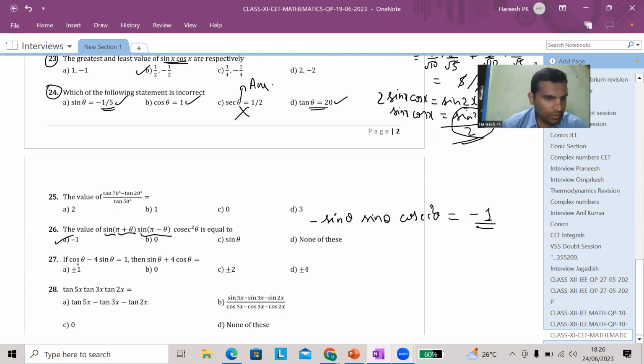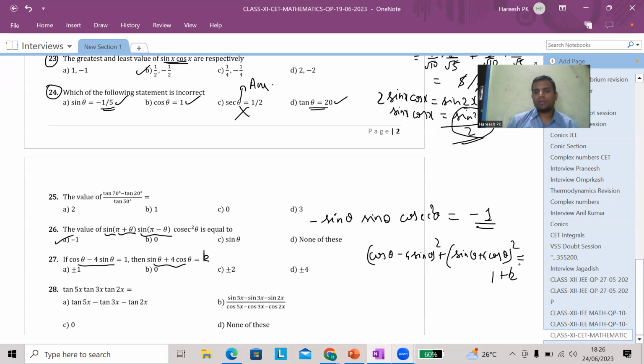Now, whenever they give this type of question, we have done this in the class. Assume this is equal to k. Then square and add equation 1 and 2. So you'll get cos theta minus 4 sin theta whole square is equal to 1 plus k square.